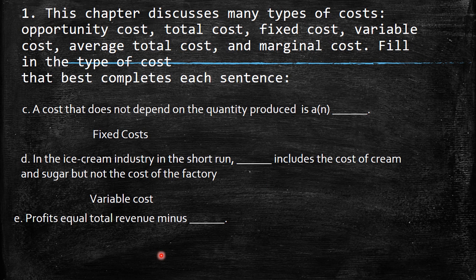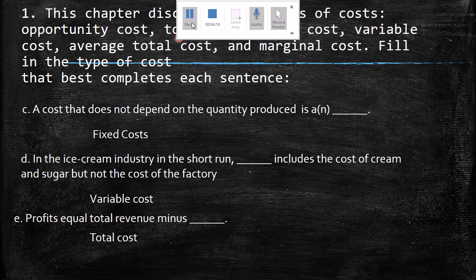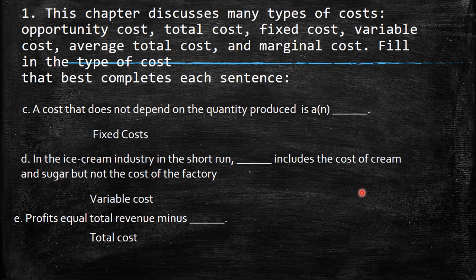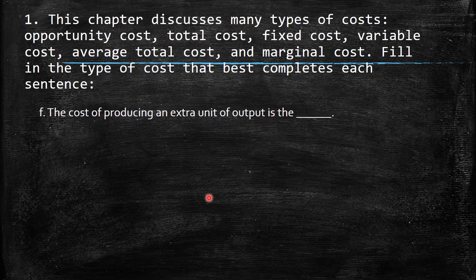The next question says, profits equal total revenue minus. So the profits are exactly equal to the revenue, price times the quantity, minus the total cost. Remember, total cost is the sum of fixed cost plus variable cost. Then the last one, I'm sorry, there was still one: the cost of producing an extra unit of output is the.